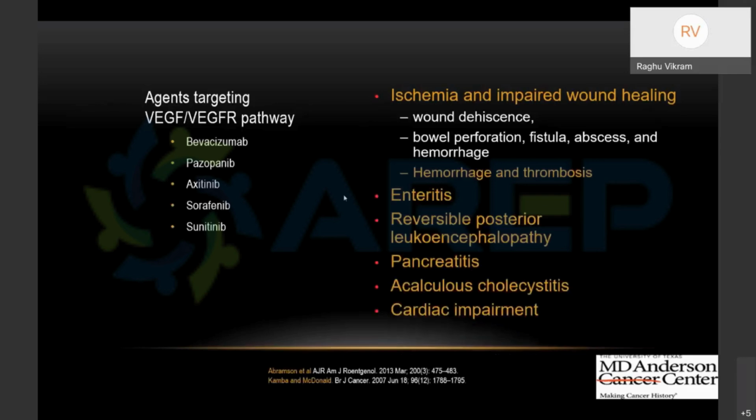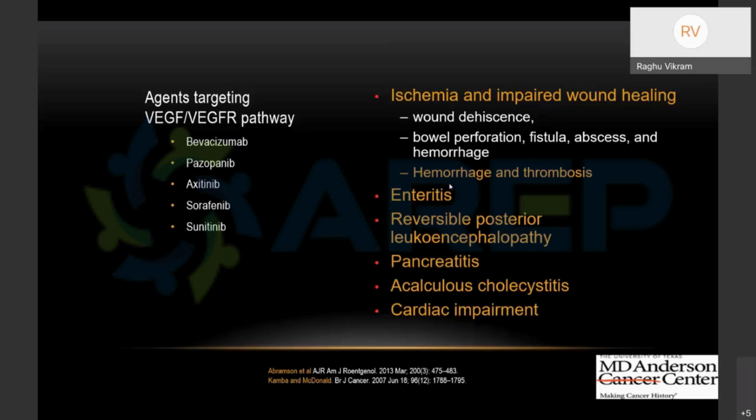So when you think of complications of VEGF or VEGFR chemotherapy, think of anything that can be affected by the anti-angiogenic action. For example, there can be ischemia or impaired wound healing. That's why after surgery, usually most of the oncologists wait at least 6 to 8 weeks or even sometimes longer before they add any of these, particularly Avastin. They don't want wound dehiscence or bowel perforation or any of those sutures not heal. So that is the reason why.